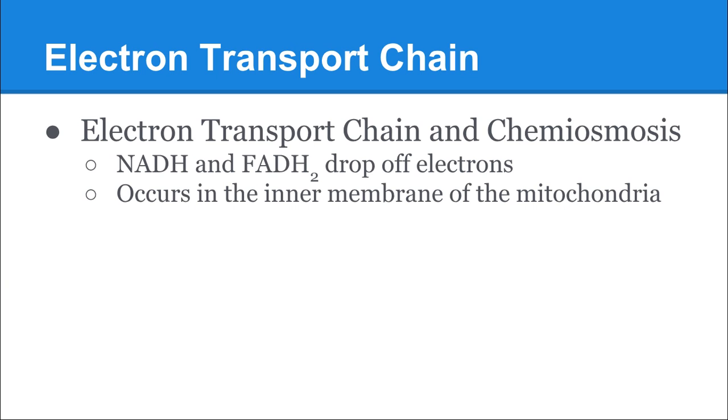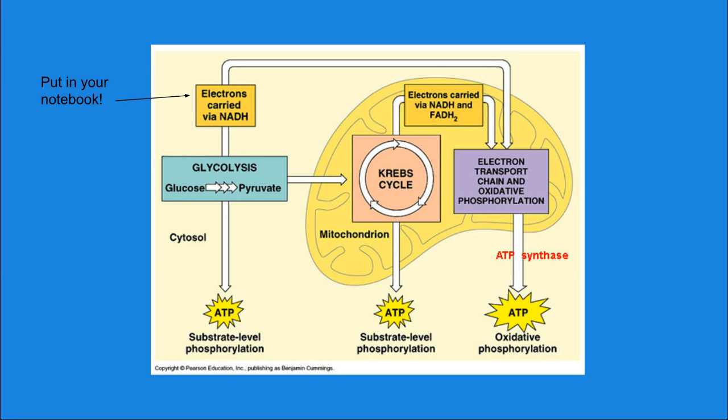So in the electron transport chain and chemiosmosis, NADH and FADH2 drop off their electrons. It occurs in the inner mitochondrial membrane. This is something you probably want to put in your notebook.